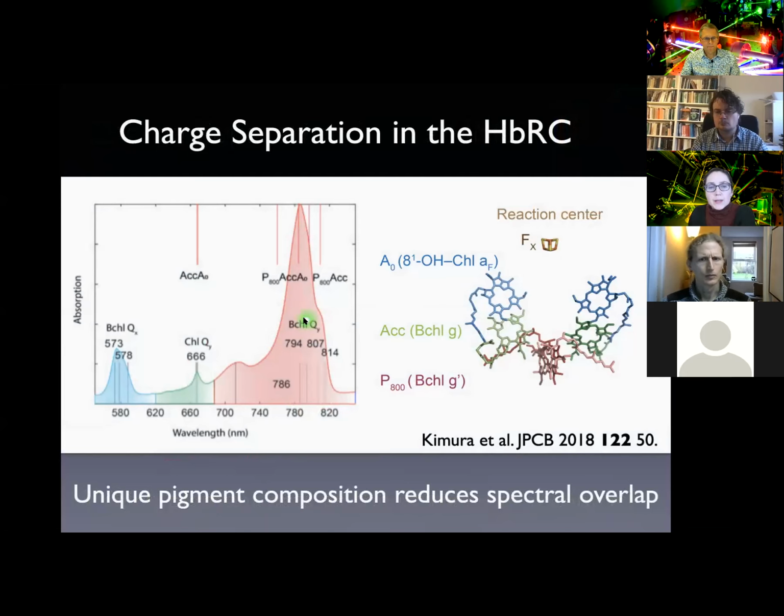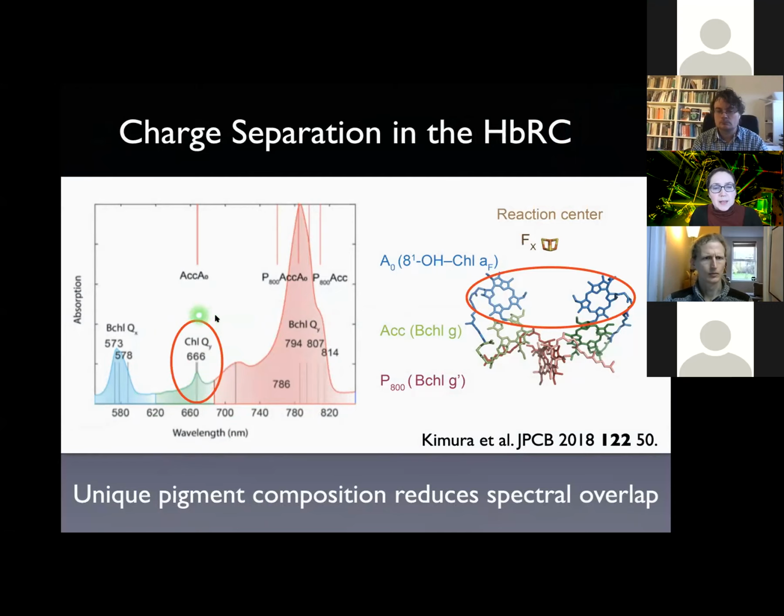Okay, so here I'm showing the linear absorption spectrum of the system, and you can see a very nice large separation between the chlorophyll A QY transition here and the rest of this crowded bacterial chlorophyll QY region. Okay. And after the publishing of the crystal structure, Kimura and co-workers developed an excitonic model for the system that they published. And so we were interested also in testing their excitonic model.